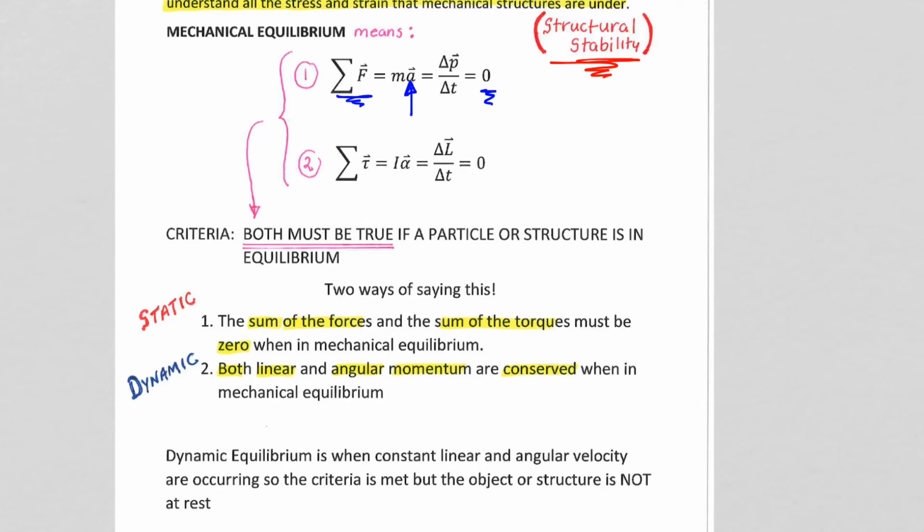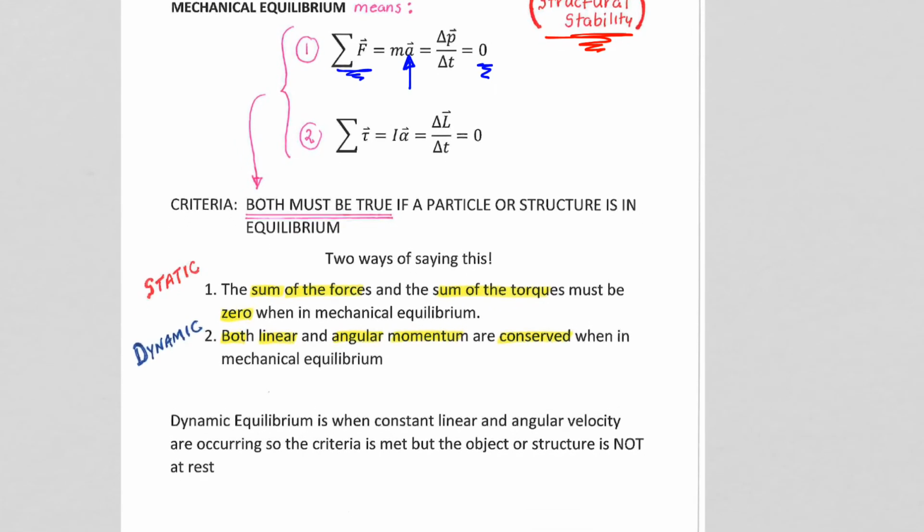Now, notice we also have our Newton's second law momentum form, delta P over delta T here. So another way of looking at equilibrium is to talk about conservation of angular momentum. So when a system is in equilibrium, its momentum is conserved, both in terms of angle and translation. And that, of course, would refer to dynamic equilibrium because there's no momentum to talk about in static equilibrium.